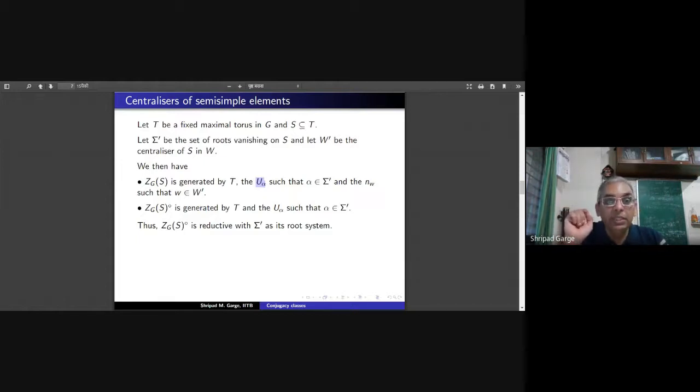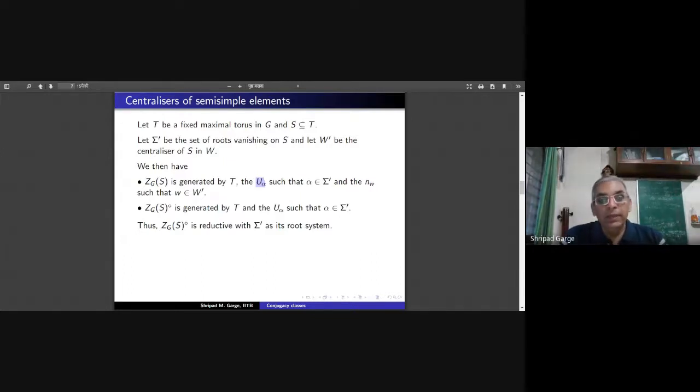And therefore, when you have a U alpha, the corresponding U minus alpha is also there. Sigma prime is a subset of sigma which is invariant under alpha going to minus alpha. And sigma prime is also closed under addition. If you have alpha in sigma prime and beta in sigma prime, and alpha plus beta is a root, then alpha plus beta will also vanish on S. So all this will tell us that the connected component of the centralizer of S in G is a reductive subgroup, and its root system is sigma prime.